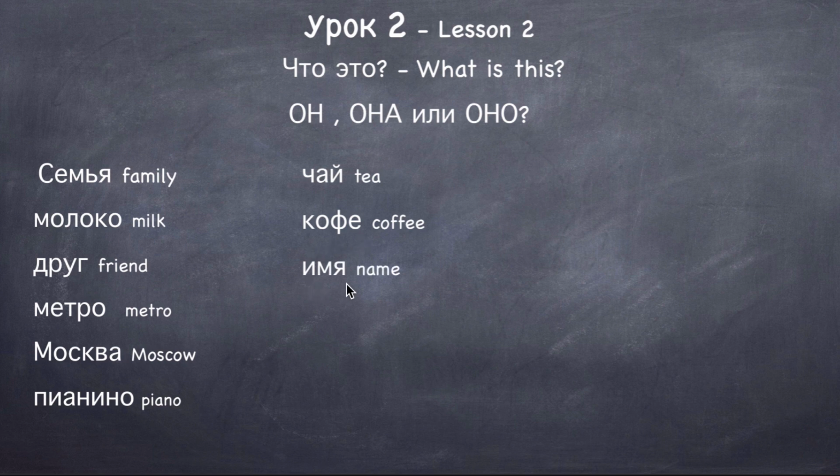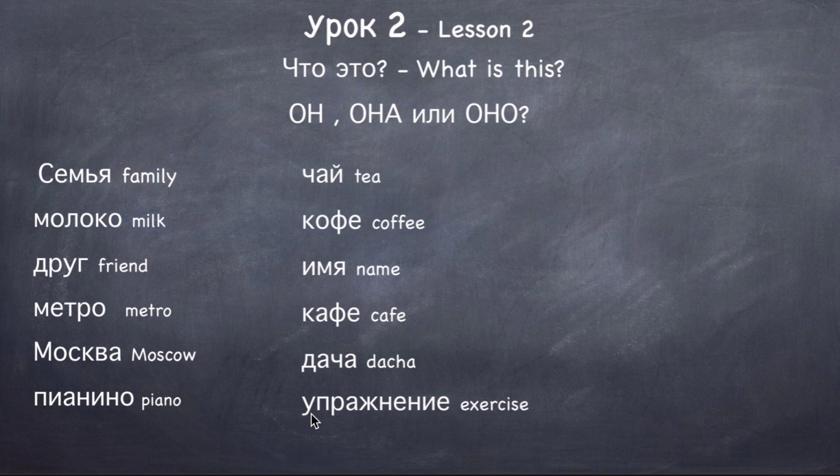Имя – оно. Remember, it's an exception. Nouns ending with мя will belong to the neuter gender. Кафе – оно. Notice the difference. Кофе. Кафе. Дача. Она. Упражнение. Оно. A soft stem neuter noun. We see ye in the end as the ending. So we know it's neuter gender.